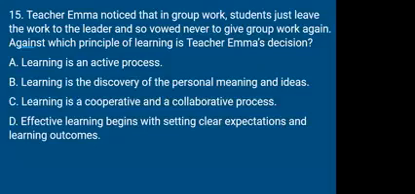Letter A, learning is an active process. Letter B, learning is a discovery of the personal meaning and ideas. Letter C, learning is a cooperative and a collaborative process. Letter D, effective learning begins with setting clear expectations and learning outcomes. Yes, very good. The correct answer for this one is letter C. Learning is a cooperative and a collaborative process.